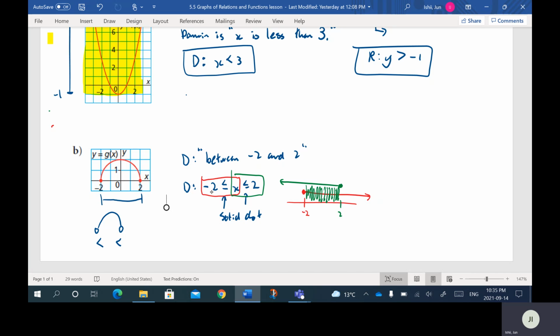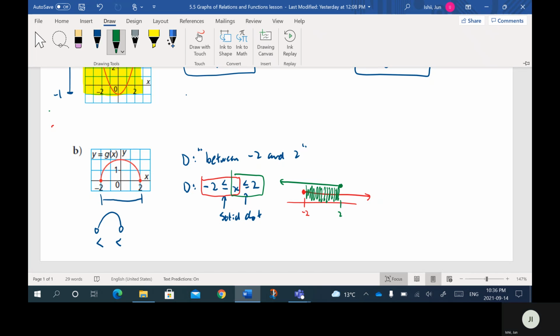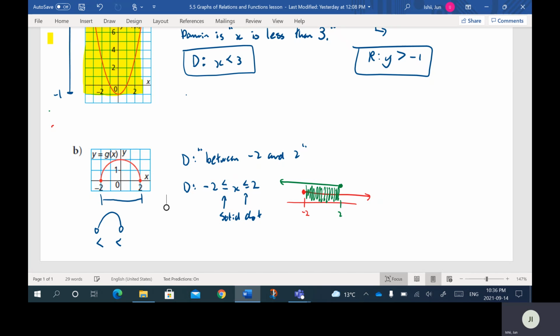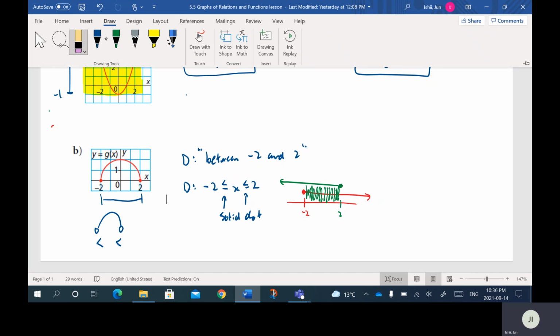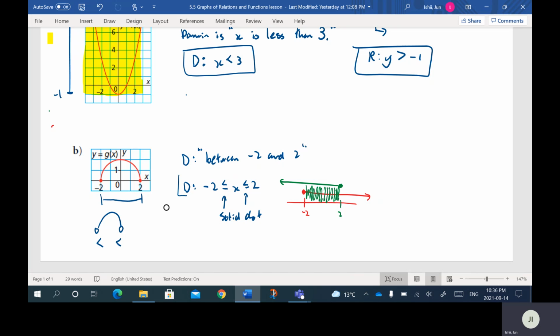You always write the lower number first, less than or equal to, so the signs will always go this way: x less than or equal to +2. Now I'm just going to erase the box. So the domain in this case is, I'm just going to put a box around it there.